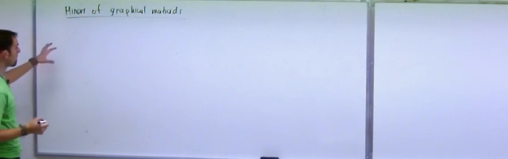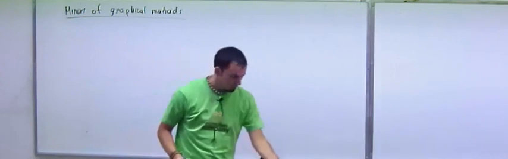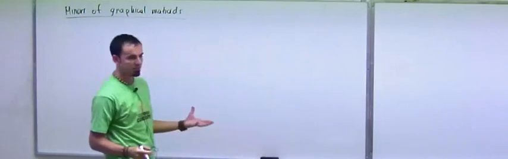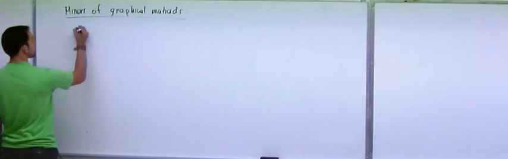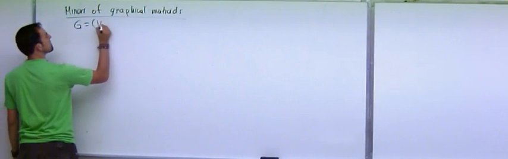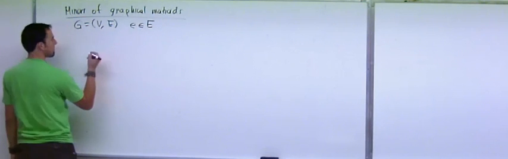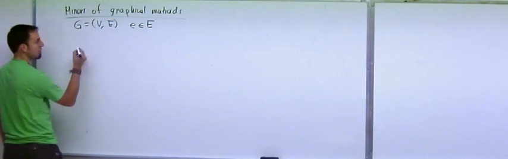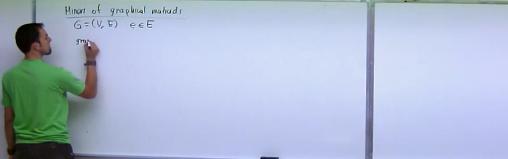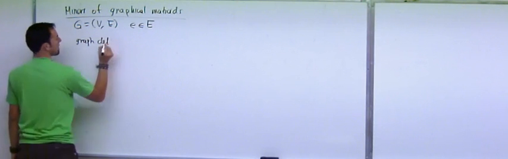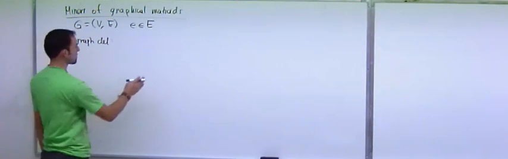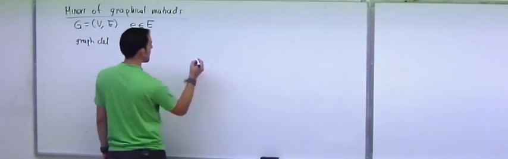Well, the thing is that graphs have a notion of deletion and contraction. So if you start with a graph and an edge in the graph, then we have notions of graph deletion and graph contraction. And you saw them in the previous homework. Okay.